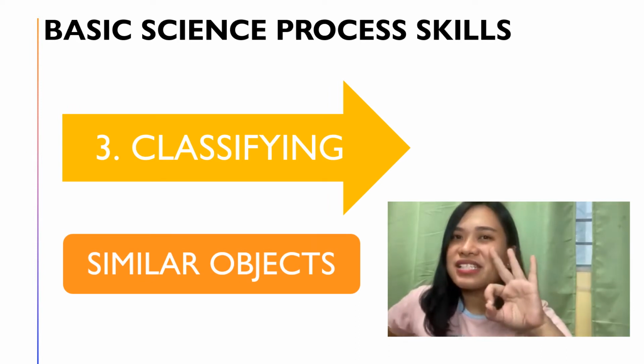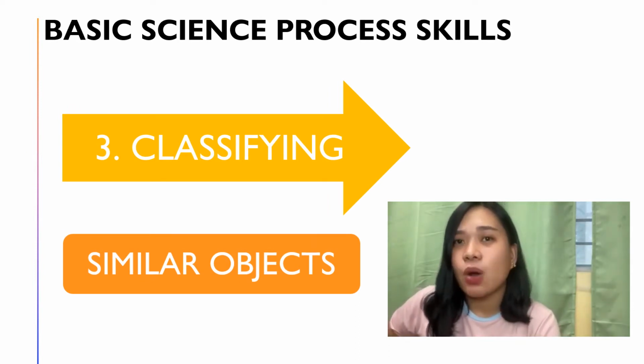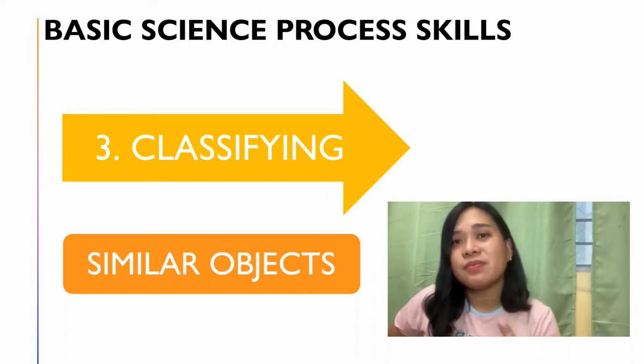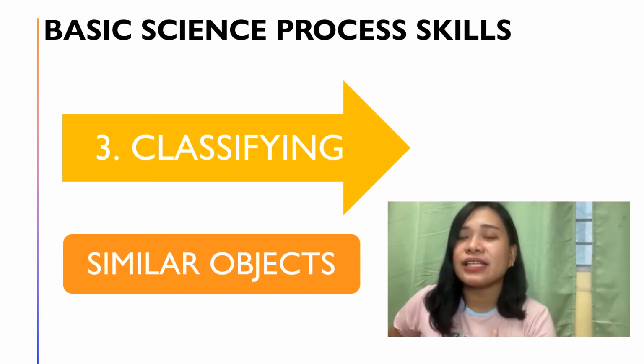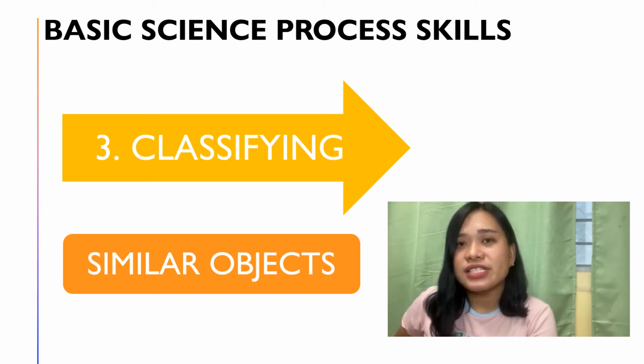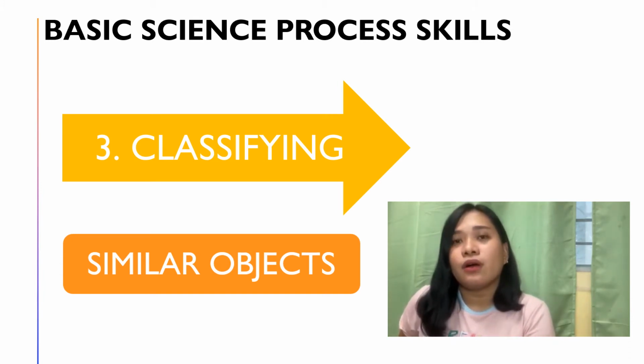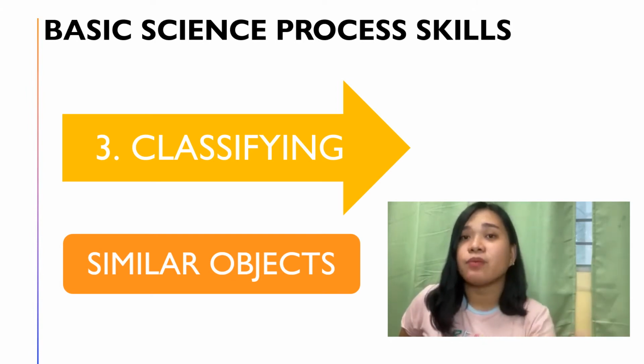The third basic science process skill is classifying. When we classify, we group similar objects among their commonality or objects that share the same characteristics. For example, in your class, we can classify girls from boys. With that, we can easily identify the relationship among other objects for a proper and better classification.